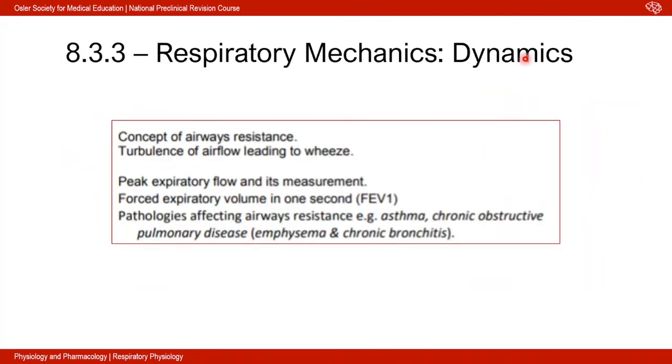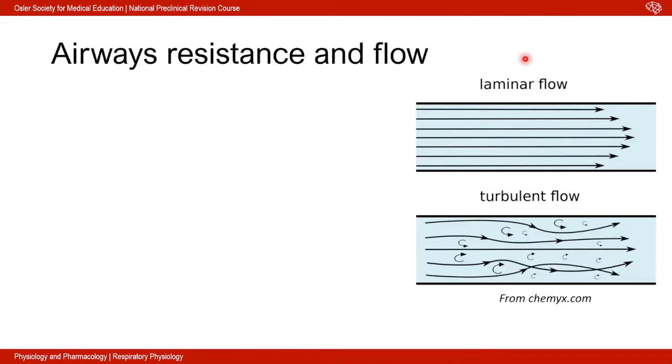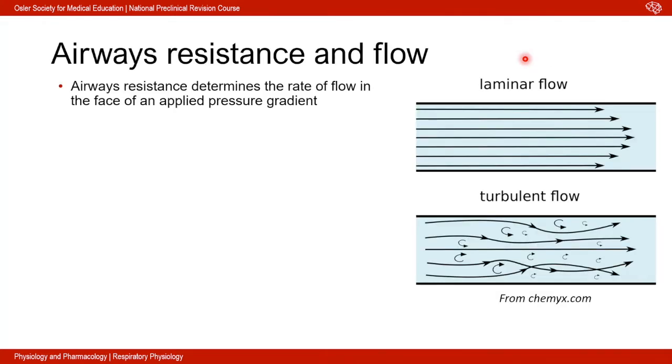So moving on now to the dynamics, which is our second section of respiratory mechanics. We've got two types of flow here, as you can see on the right. So flow and resistance are very interlinked. Airways resistance determines the rate of this flow in the face of an applied pressure. So that just means how much pressure there is in your airway. So that's another equation that is good to know. Sometimes for essays, but sometimes you might need it for MCQs. They might ask you to calculate one of them.